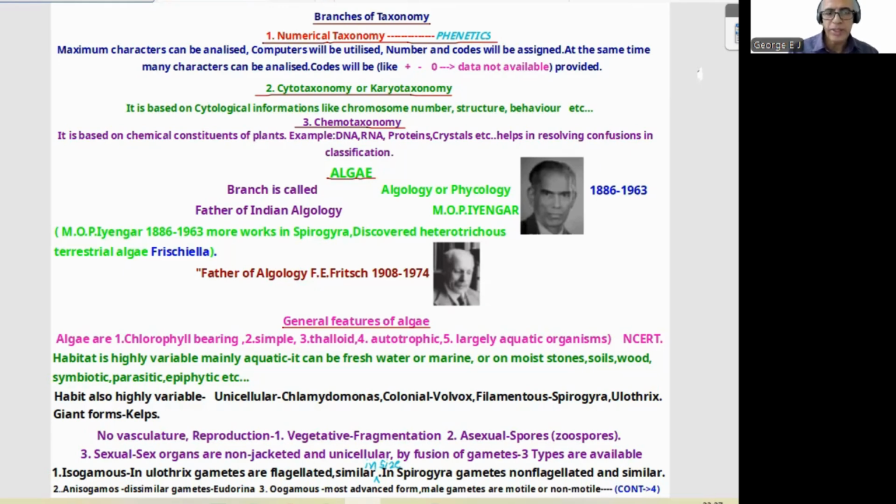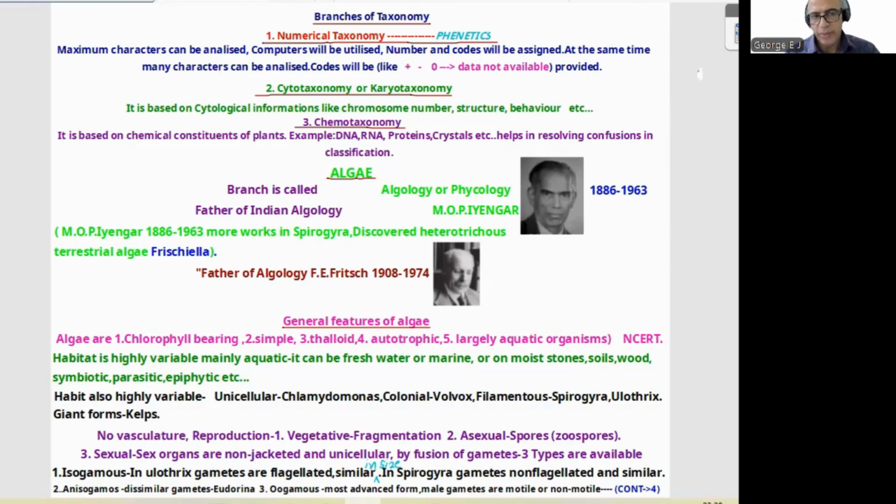So isogamy means, as in Ulothrix, a typical example of filamentous algae, gametes are flagellated and similar in size. That is why the term iso. In size, I wrote there, forgot to write. In Spirogyra, gametes are non-flagellated and similar. Similar in the sense in size.